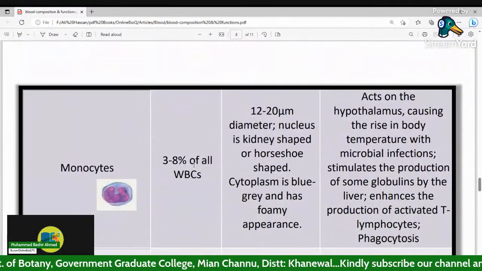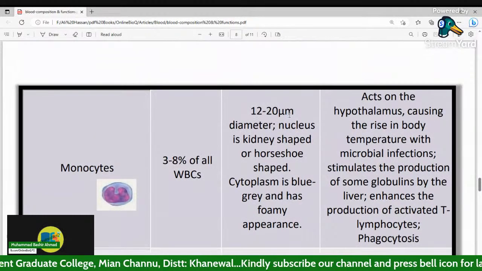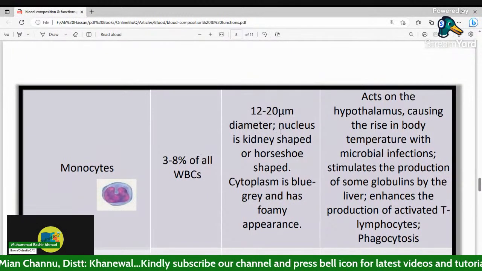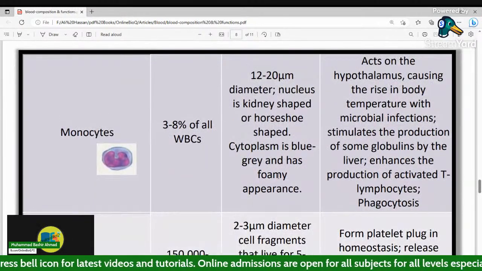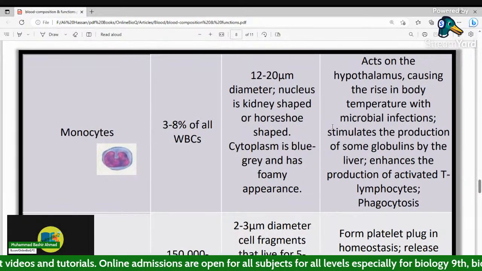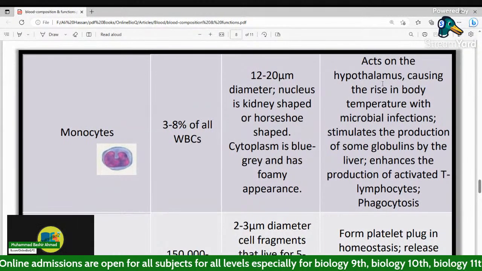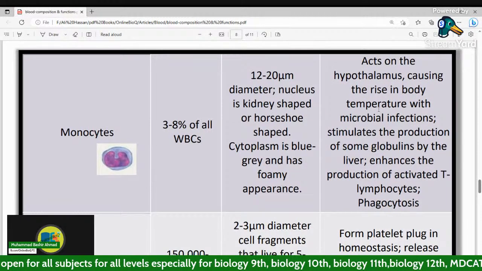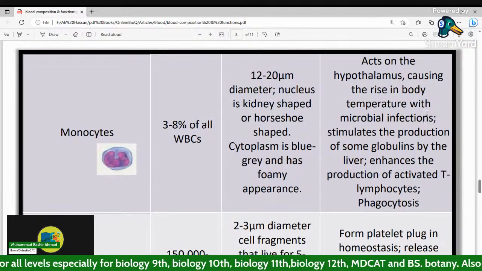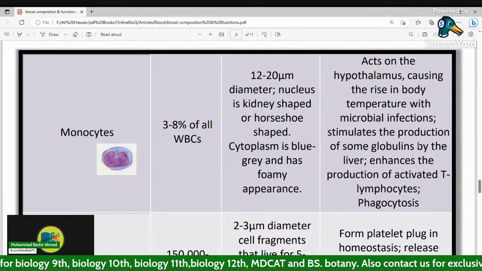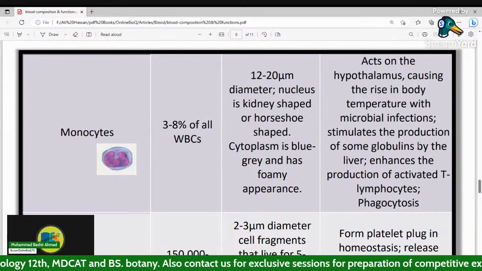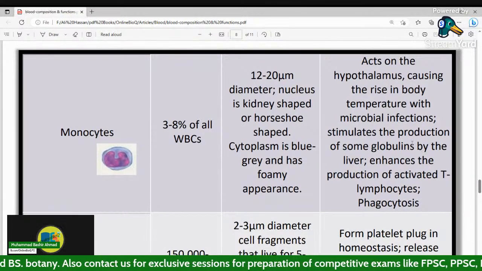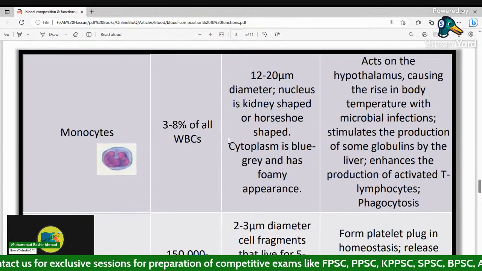Monocytes make 3 to 8% of all white blood cells. These are 12 to 20 micrometer in diameter. They have a kidney-shaped or horseshoe-shaped nucleus. Cytoplasm is blue gray and has a foamy appearance. These act on the hypothalamus, causing the rise in body temperature with microbial infections. These stimulate the production of some globulins by the liver. These enhance the production of activated T lymphocytes and also play a role in phagocytosis.